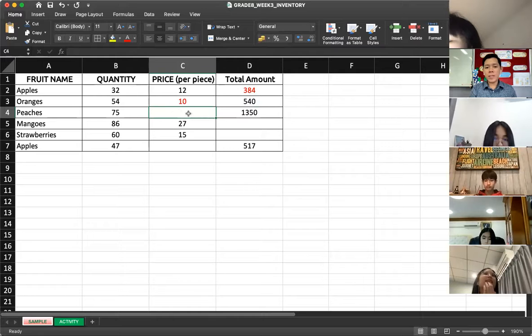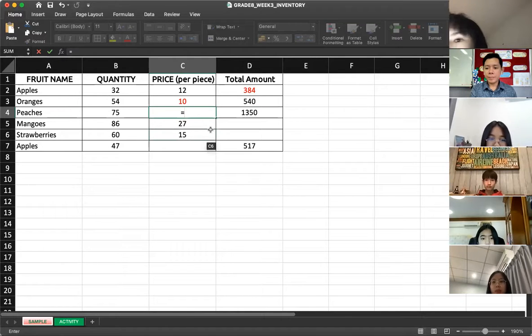And then for this one, students, I would like you to do this one by yourself. Or I will ask someone to give the formula for me. So you can give me the formula for this one. This is just a sample activity, by the way. So what should be the formula for this one? Equals? Equal D4, divide, B4. Okay, very good.